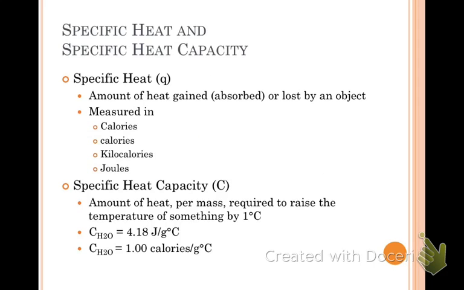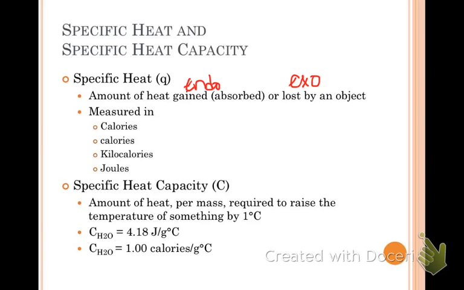So we're going to talk about specific heat, and that has a symbol of little q. We've briefly mentioned this in the last video when we talked about calculating the heat of phase changes. So little q is the specific heat, and that's really the amount of heat gained or absorbed or lost by an object. If the heat is being gained, that's an endothermic reaction. And if heat is being lost, that's an exothermic reaction.